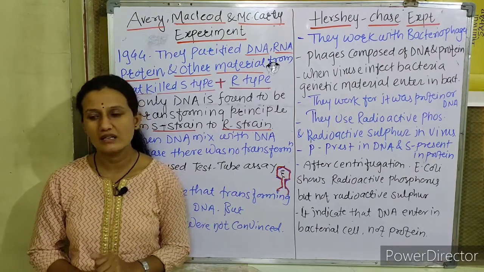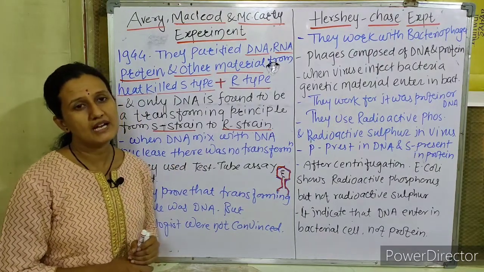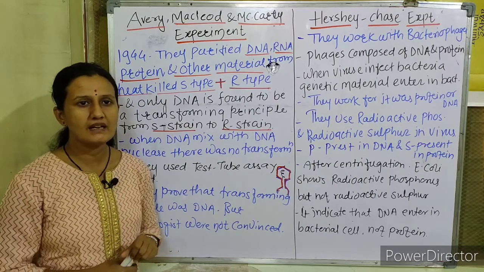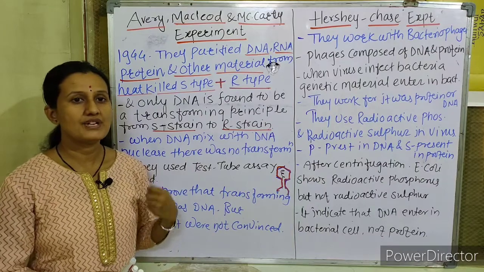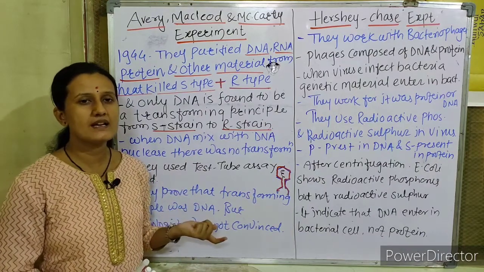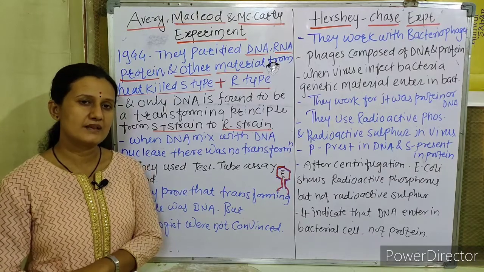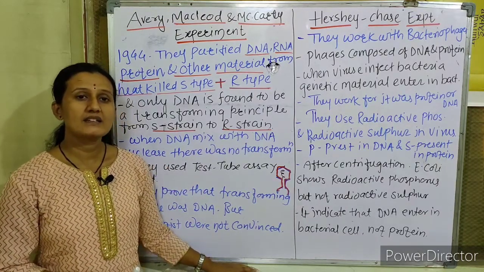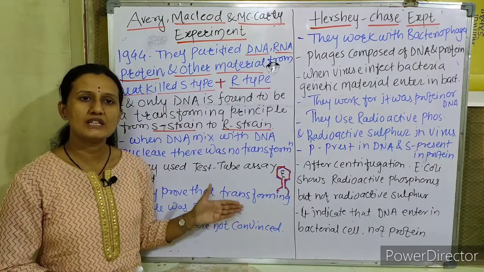These two experiments prove that the genetic material in an organism is the DNA, and it is the transforming principle which was transformed from heat killed S type to R type and made that R type into S type. This is all for today, and these are the 3 experiments which support that the genetic material is only the DNA.